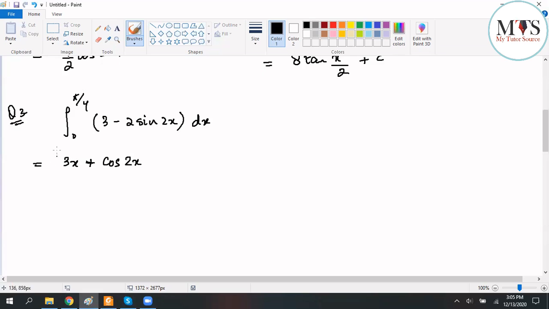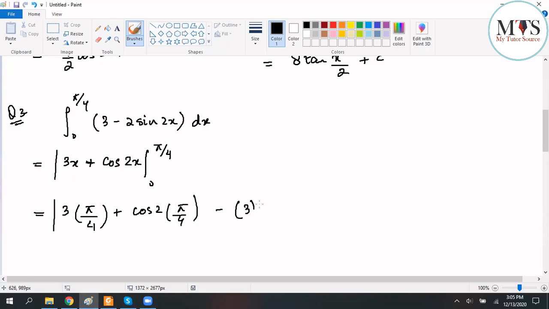But now since they've given us a limit, we use this limit to find the value. So 3 times pi by 4 plus cos 2 pi by 4 minus 3 times 0 plus cos 2 times 0. So what's our exact value to this? One minute.